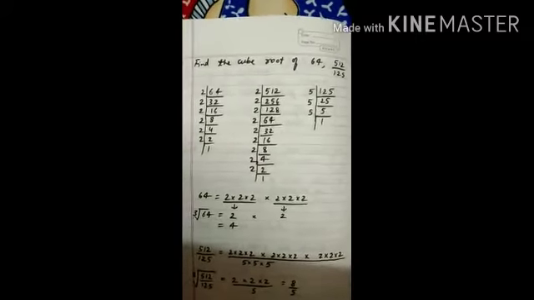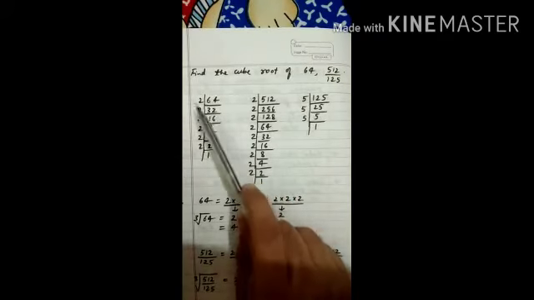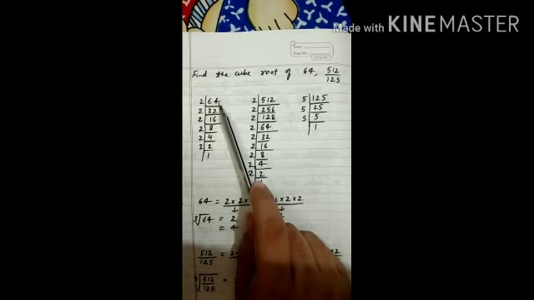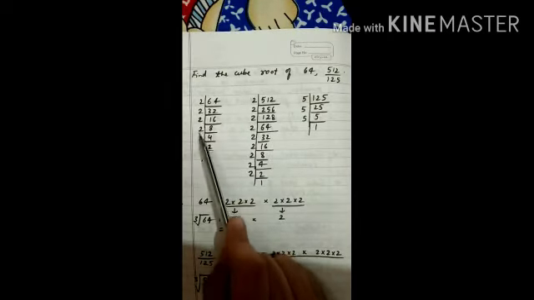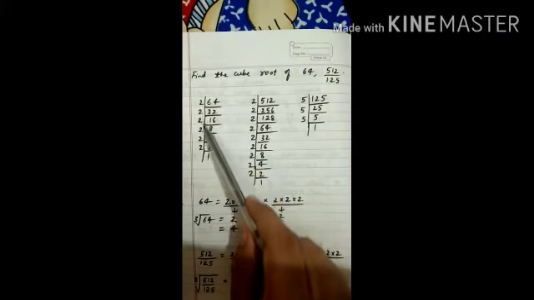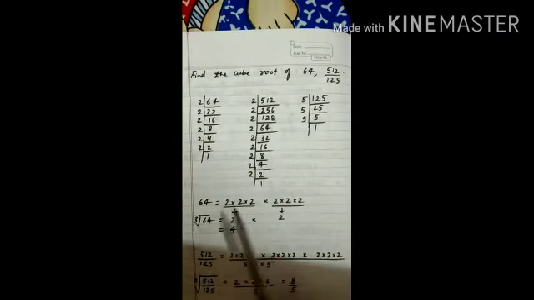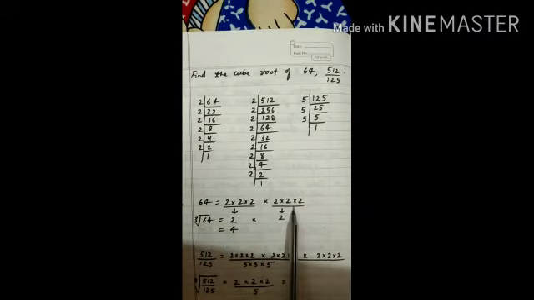See an example. Suppose cube root of 64. We will find out the prime factorization of 64. 2 twos are 4, 2 sixteens are 32, 2 thirty-twos are 64. So the factors of 64 are 2, 2, 2, 2, 2 and 2. That is 6 times 2.